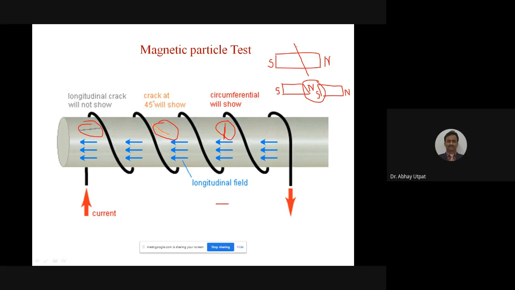Even if there is a small crack in this way, N, S, and here also N and S. In this way, when there is presence of any crack, there will be formation of poles, NS poles. And always remember, the magnetic field is maximum at poles.